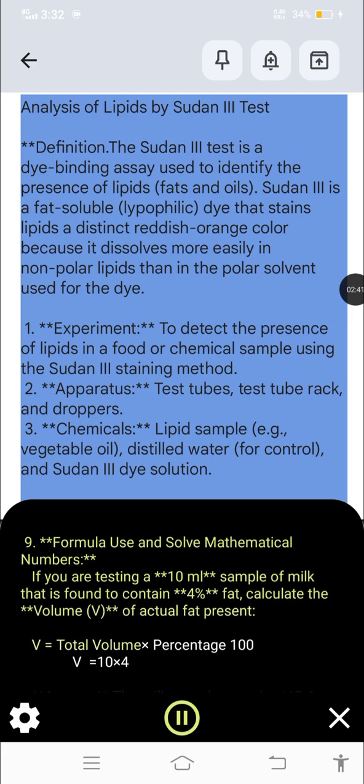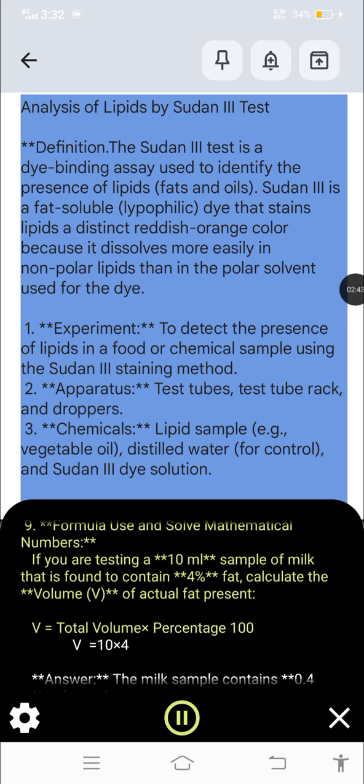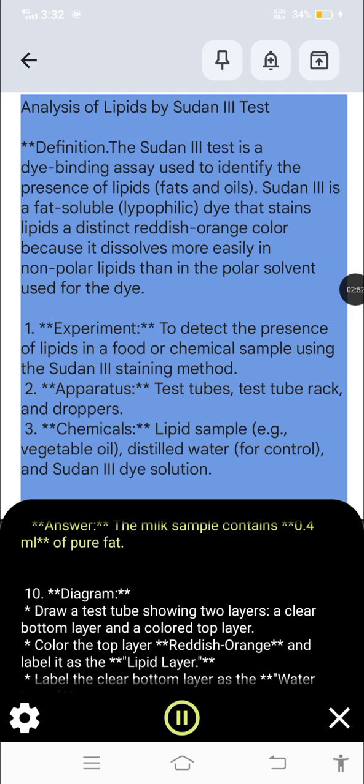V equals total volume times percentage over 100. V equals 10 times 4 over 100. Answer. The milk sample contains 0.4 milliliters of pure fat.